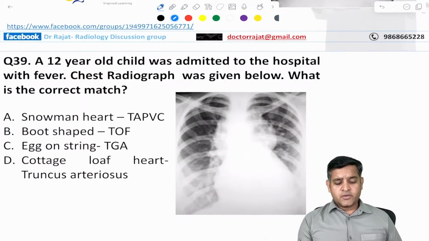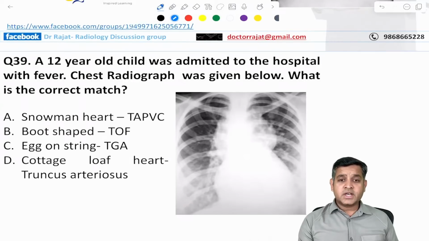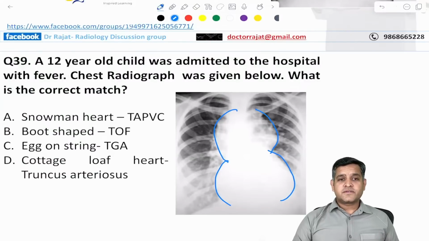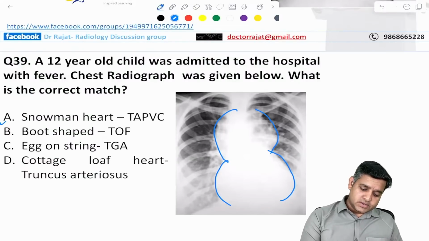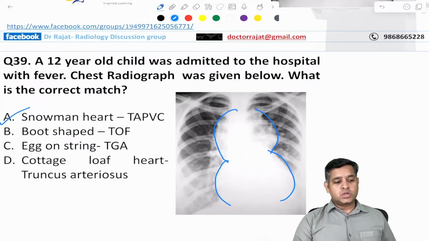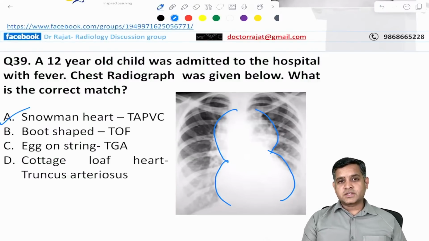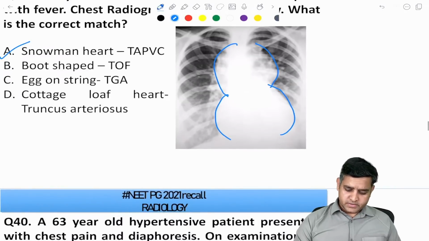39. A 12-year-old child was admitted to the hospital with fever. A chest radiograph was given below. What is the correct match? Now, what do you see? Shape of the heart, as I told you. See, 3 questions I could see. What is this called as? Figure of 8 appearance, snowman shape heart in total anomalous pulmonary venous connection. Total anomalous pulmonary venous connection, right?